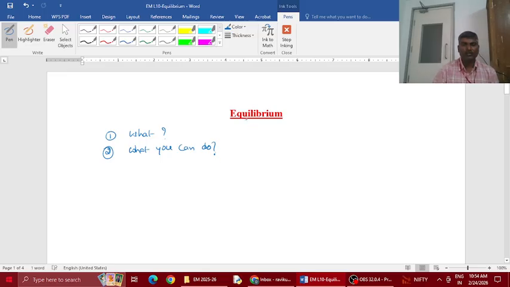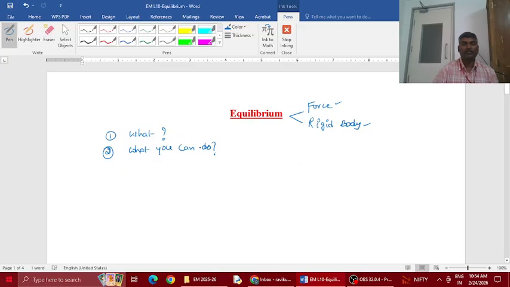So equilibrium is related to the force and a rigid body, if you talk in terms of engineering mechanics, the first year level of engineering. So you know that the engineering mechanics is a study of the rigid bodies under the action of forces.